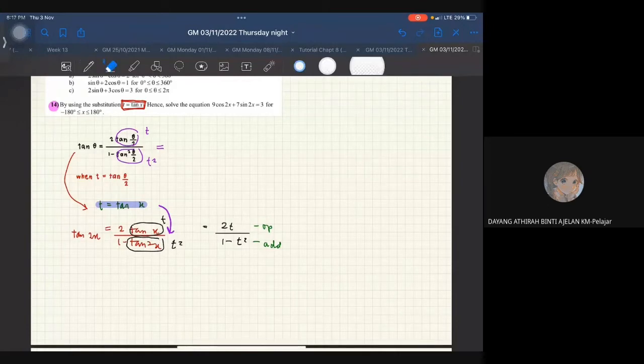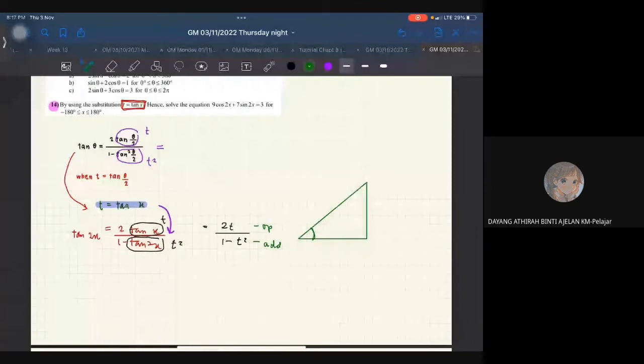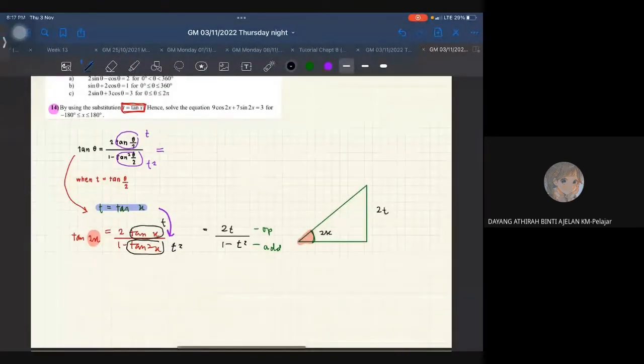So bila saya try lukis triangle sekarang, when I draw the triangle right now, okay, this one, this is my triangle. So angle dekat sini, instead of just theta, sekarang dia adalah 2 theta. Okay, sebab kita follow angle yang kita ada dekat sini. So bila dekat sini 2x, dekat sini pun akan jadi 2x juga. So this is 2x. Okay, and then the opposite is still 2t, the adjacent is still 1 minus t square, and then the hypotenuse is still t square plus 1.